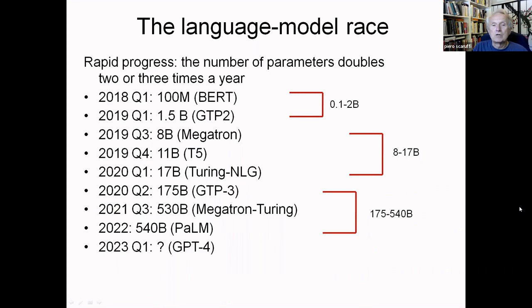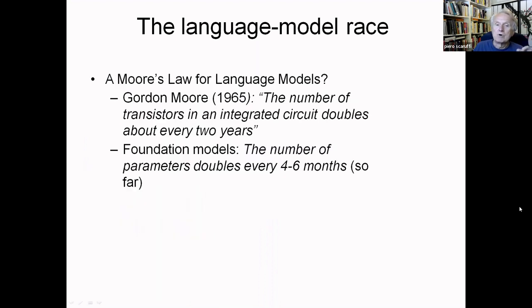This is a new exponential law. The number of parameters doubles two or three times every year. I don't know how to call this law. There's Moore's law in transistors, and this is the equivalent for language models. Gordon Moore said in 1965 that the number of transistors in an integrated circuit doubles about every 2 years. In foundation models, the number of parameters doubles every 6 months so far. I have a diagram later that shows you the difference in the exponential.